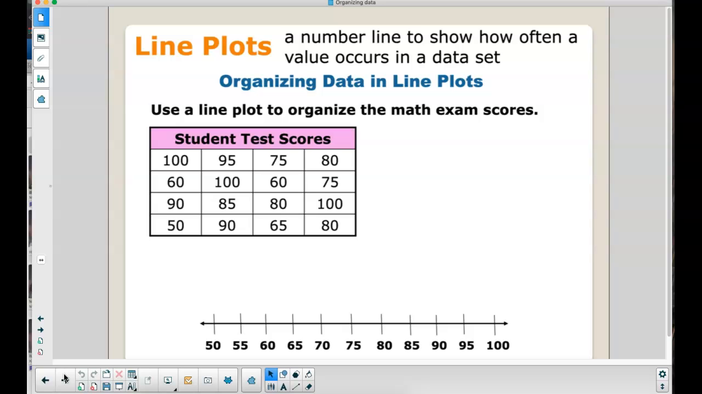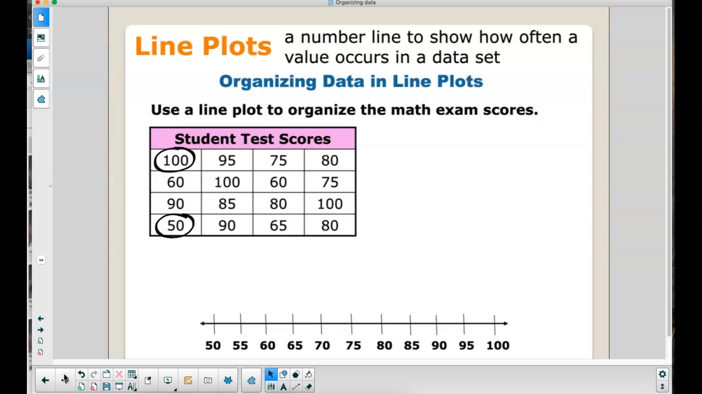When we're making a line plot, what we need is a number line. And when I look at this data, it's all about student test scores. And the lowest score was 50. Oops, not very good, right? The highest score was 100. And it looks like they all are like 50, 55, 60, 65, that type of thing. So I made a number line going from 50 to 100, counting by fives, okay? Now, all we're going to do is take our data and put X's above every line.